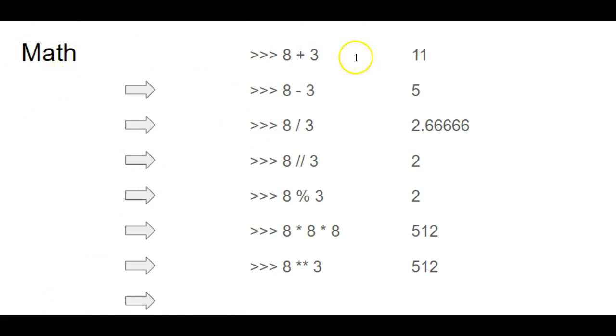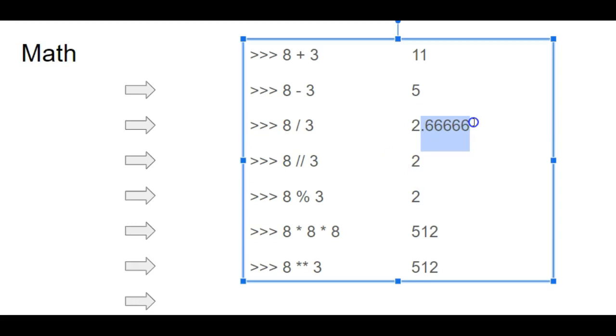Here's a little bit of math. If I took 8 plus 3, I would get 11. 8 minus 3, 5. 8 divided by 3, this is not integer division, but traditional division, is 2.666, so it returns a floating point number. But if I do 8 integer divide by 3, I get a whole number, so it just chops off everything to the right of the decimal place. So therefore, I get the whole number 2.